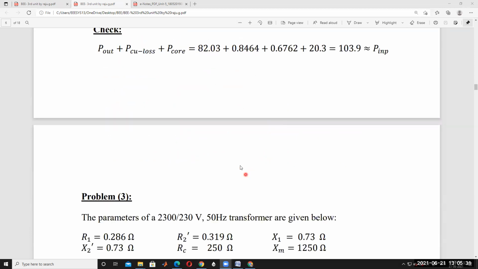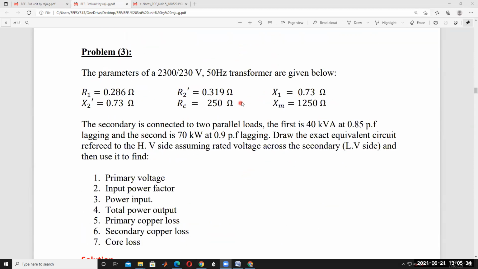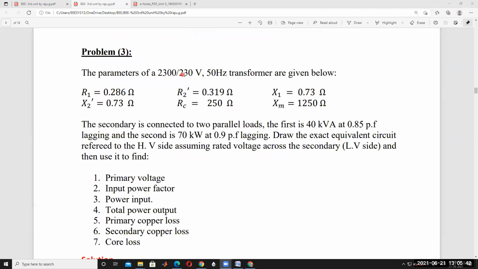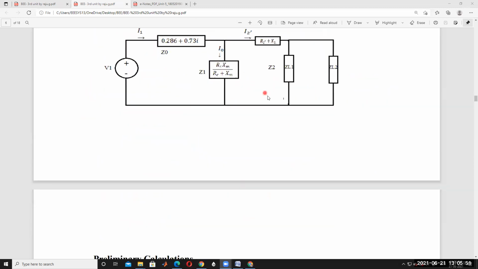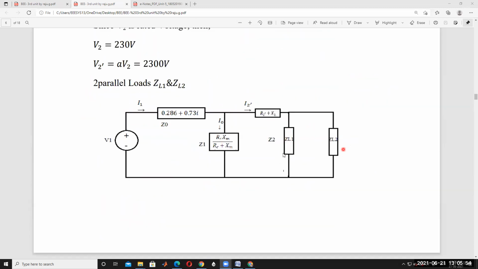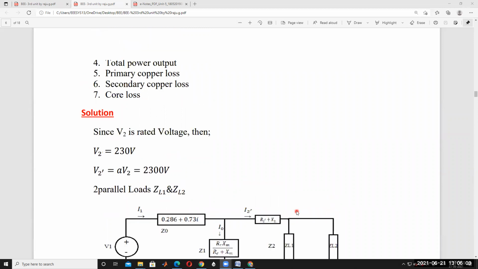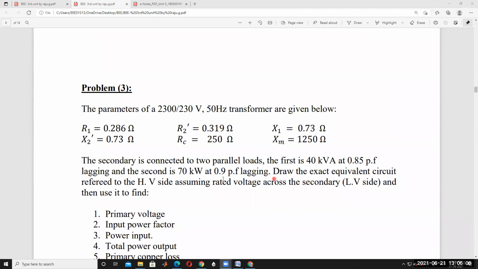Okay, so this is about the second problem. And this is also a problem, but referred to the secondary side, the low voltage side. The parameters are 2300 by 230, a 50 kVA transformer. Secondary is connected to two parallel loads, ZL1 and ZL2. The equivalent impedance of parallel loads is ZL1 ZL2 divided by ZL1 plus ZL2. Here we have the high voltage side rated voltage and the secondary side low voltage.